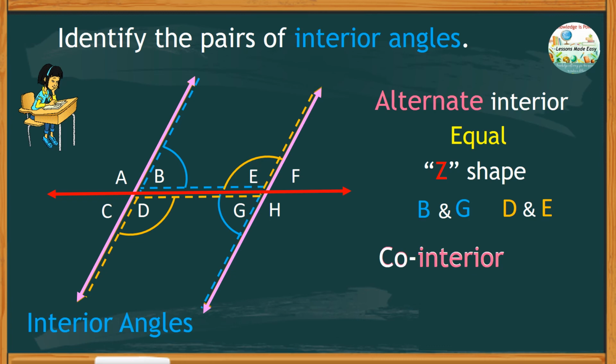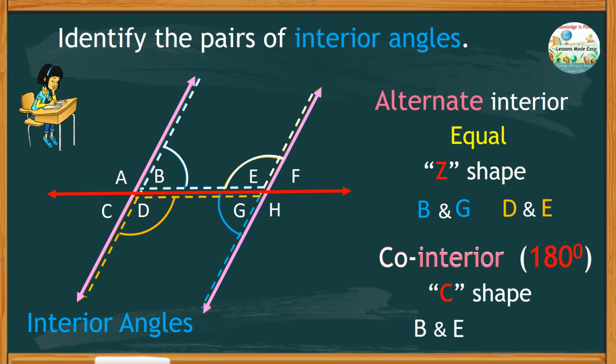co-interior angles, which are not equal, by the way, but together they add up to 180 degrees. They are on the same side of the transversal and they make a C shape. Can you find any C shape in this illustration? Here is one. These two angles are co-interior angles on the same side of the transversal. These are angles B and E.